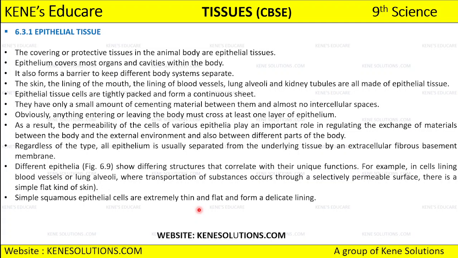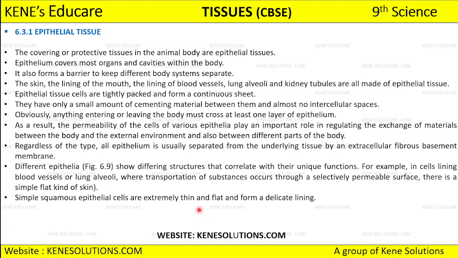Then you should know that a small amount of cementing material is present between the different types of epithelial tissue, but there is no intercellular space present. Okay, so anything which is entering the body or leaving the body must cross at least one layer of epithelium. Okay, so because of this, what happens? The permeability of the cells of these various epithelia is going to play a very important role in regulating the exchange of material between the body and the external environment and the different parts of the body.